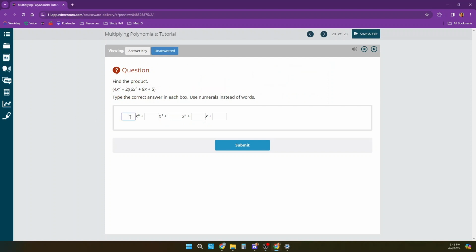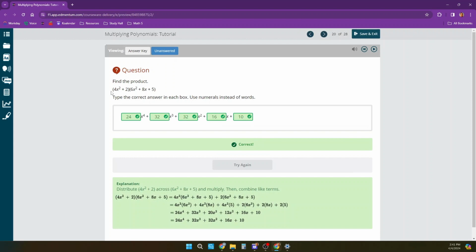So that's going to be 4. Oh, no, that's from the old problem. That's going to be 24, 32, 32, 16, and finally 10. All right, we're on a roll.